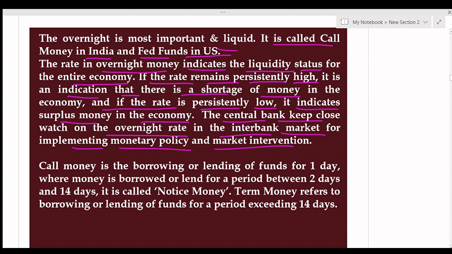Call money is the borrowing or lending of funds for 1 day. Where money is borrowed or lent for a period between 2 days and 14 days, it is called notice money. Term money refers to borrowing or lending of funds for a period exceeding 14 days.